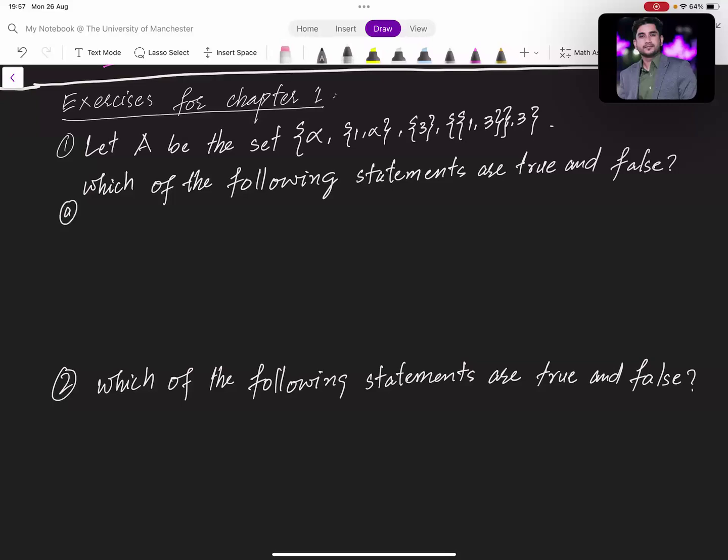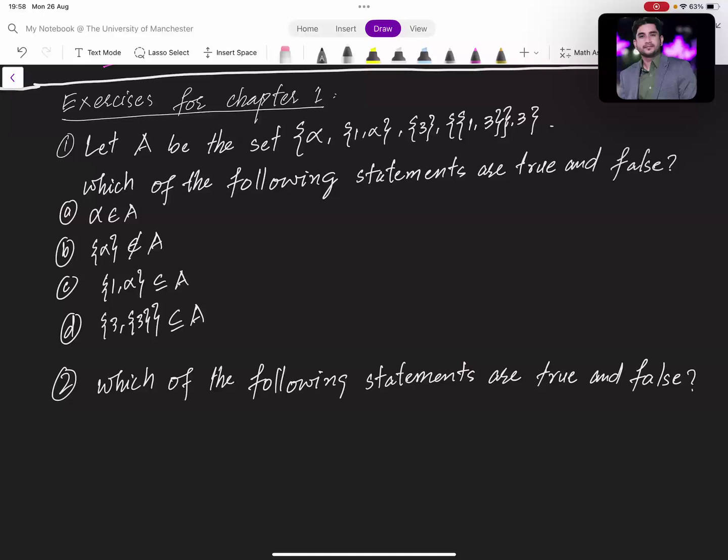Statement A is alpha is inside A. Statement B is that the set containing alpha is not inside A. Statement C is that the set 1, alpha is a subset of A. Statement D is that the set containing 3 is a subset of A.